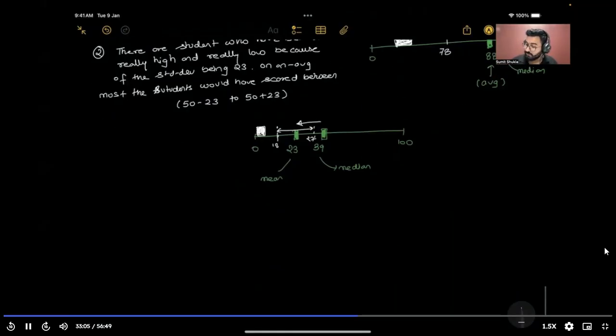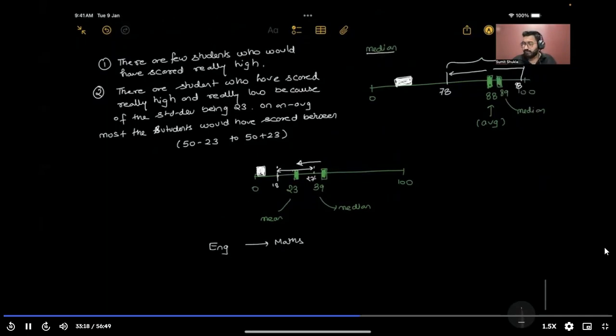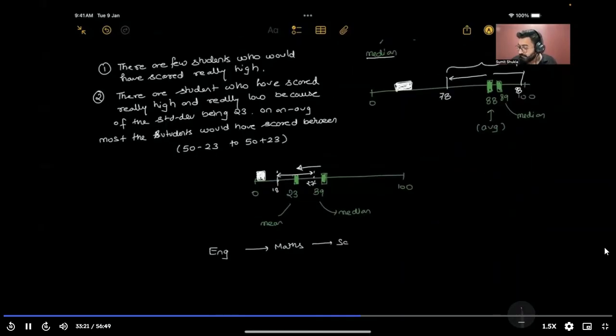So if I have to just summarize, I would say that the performance in the English subject is exceptionally great. Then we have maths, in which the performance is more of an average kind. And then we have science, in which the performance is really bad. And most of the students have scored really badly in science.